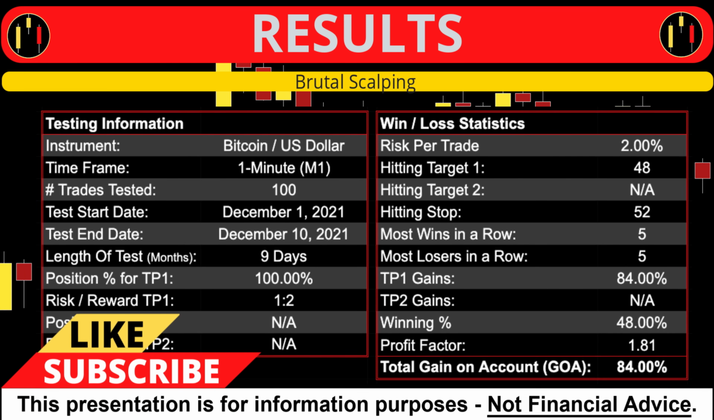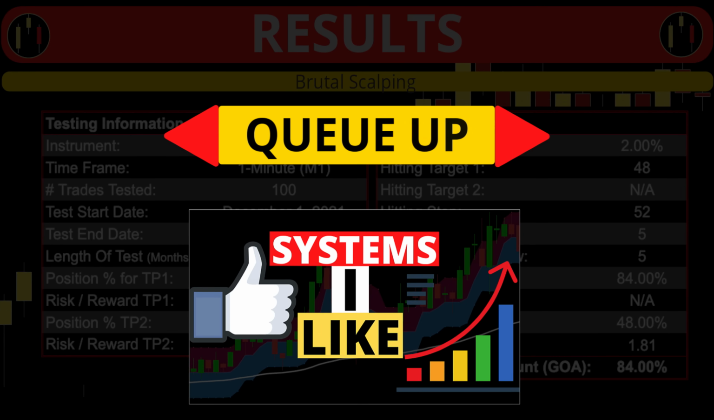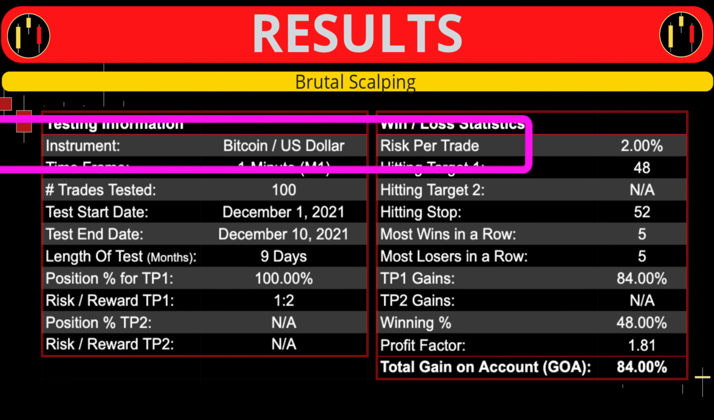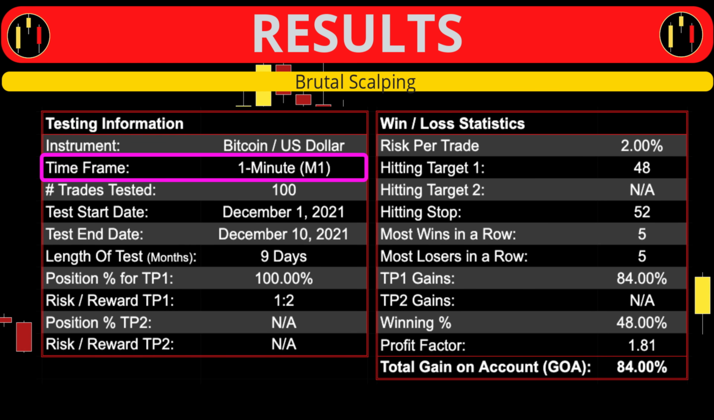Remember, this is just 100 tests on one instrument. If you are thinking of using this system, please do extensive back and forward testing and be sure to let our community know what you discover. This test was done on Bitcoin versus the US dollar perpetual contracts using 1-minute candles.